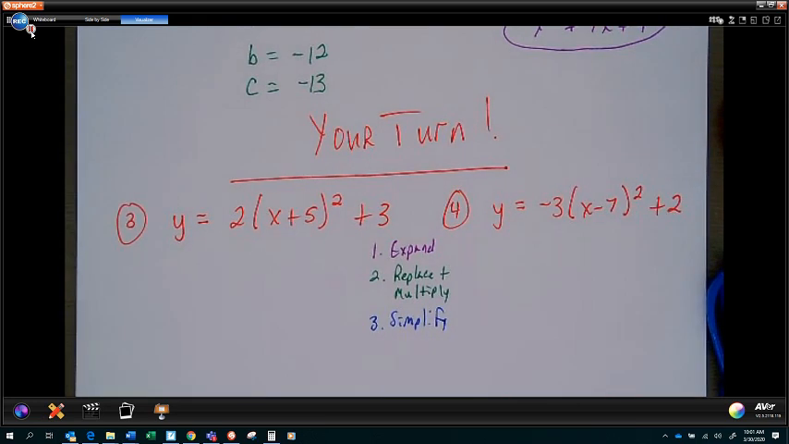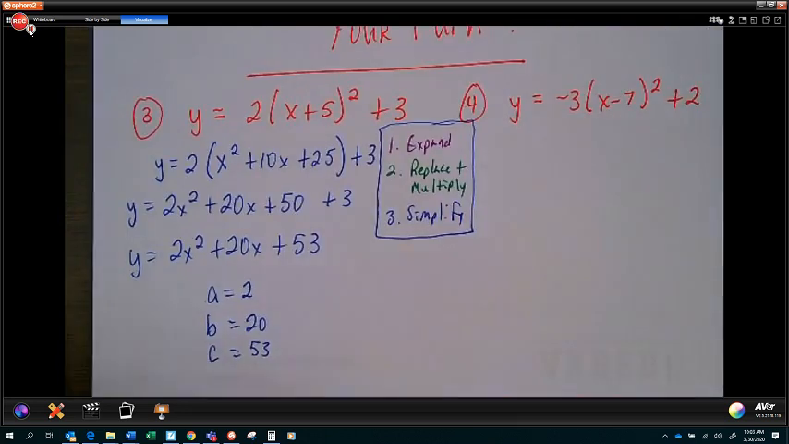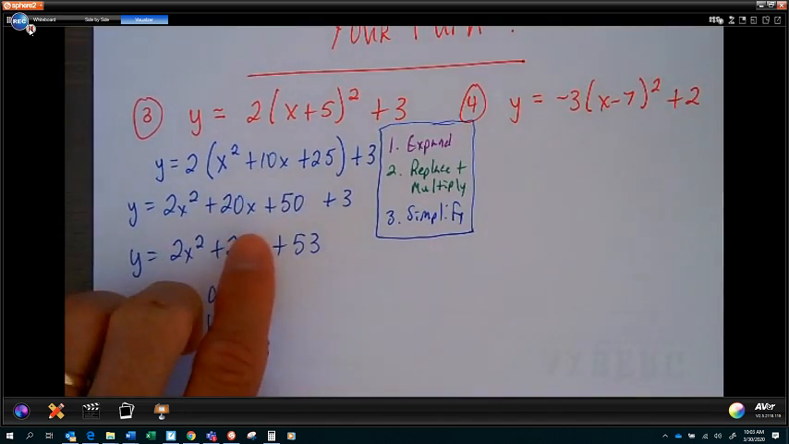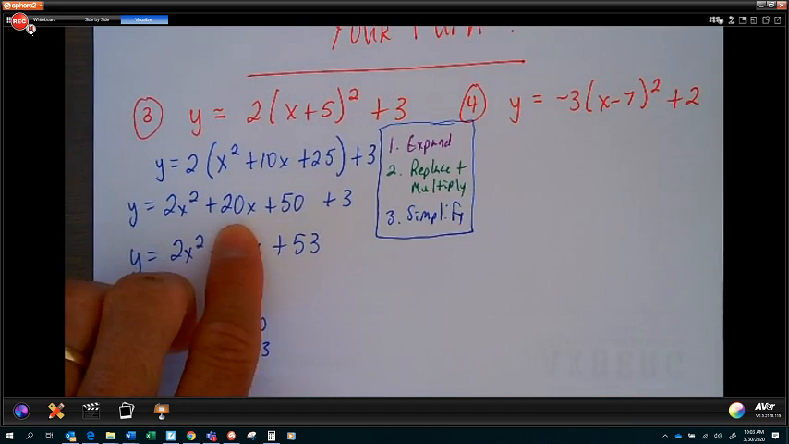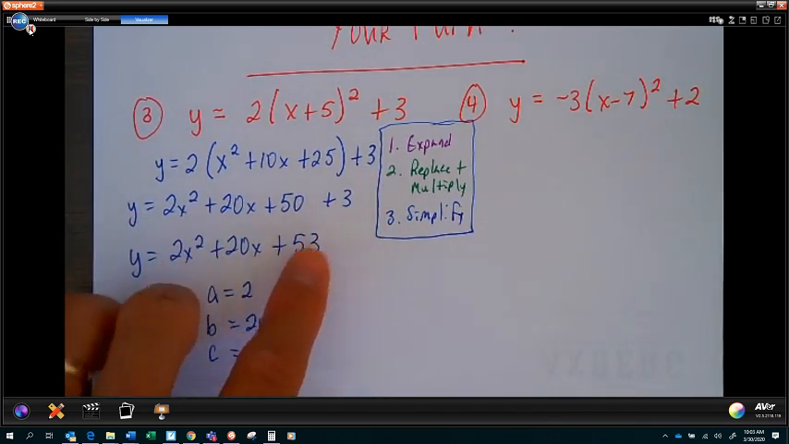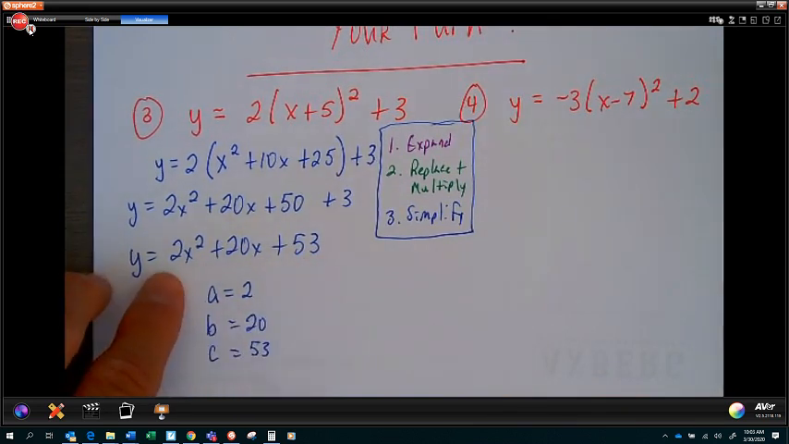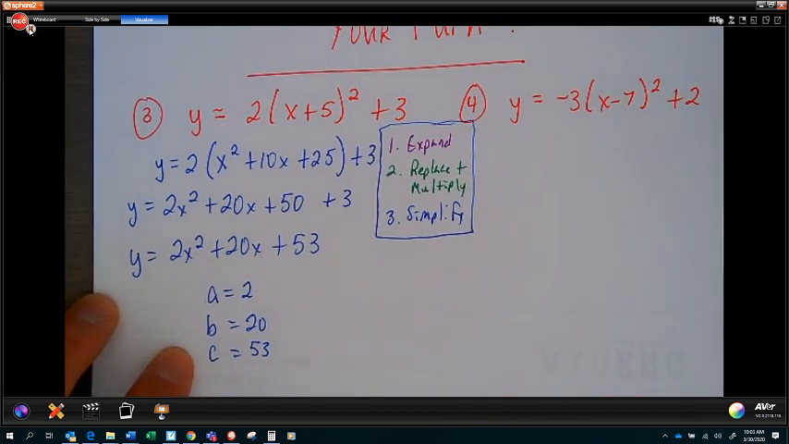So go ahead and stop the video at this point. Work out number 3 in that order, expand it, replace and multiply, and simplify, and when you're ready, start the video again to see if your answer matches mine. Okay, at this point you should have squared x plus 5, which is x squared plus 10x plus 25. Replaced it, distributed your 2, brought that 3 down, and then simplified it by combining those like terms here, and then identifying your quadratic function values. A is equal to 2, b is equal to 20, and c is equal to 53.